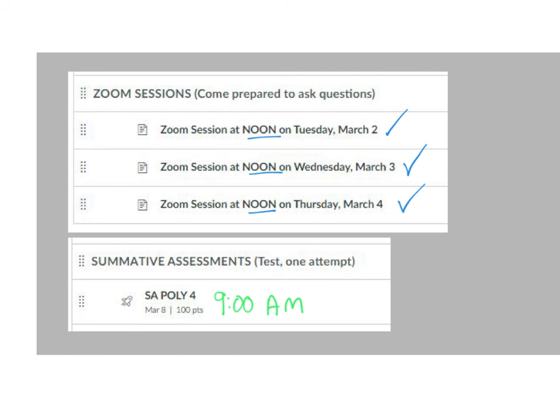After you finish your formative assessment, you've come to the Zoom session and you're feeling really confident, then we have a summative assessment. Remember that this is like a test and you do only have 1 attempt on it, and that is due March 8th by 9 a.m.